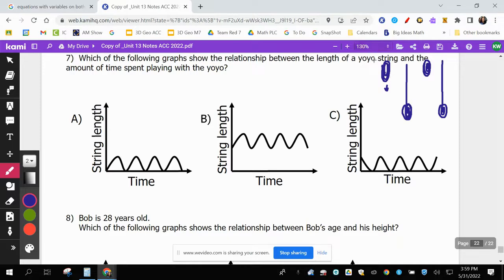So which one of these graphs shows the yo-yo string being completely wound up, and then pretty long, and then completely wound up, and then pretty long? And the answer would be this one, because the yo-yo string has to start completely wound up, and then get longer, and then get completely wound up again, and then get longer, and then get completely wound up again, and so on.